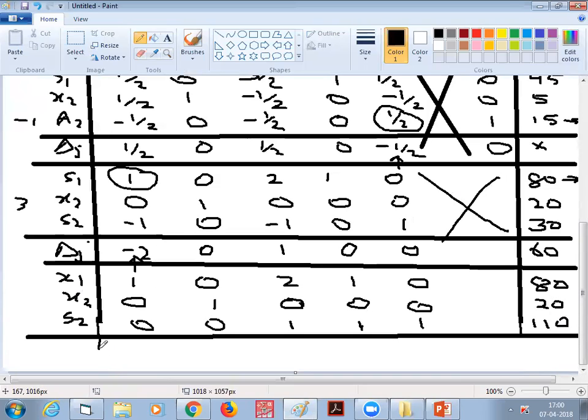Okay, so what are delta j's? Well, this is 2 and this is 3. So delta j is 0, 0. Okay, this is 4 minus minus 1. 4 minus minus 1 is 5. This is 2. This is 0. And this is how much? 160 plus 60. 160 plus 60 is 220. And it's optimal.